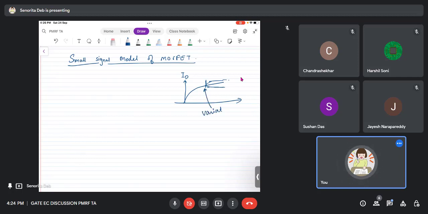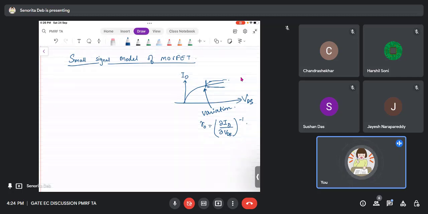So to show this variation, we can model a resistance R naught, which will be given by del ID by del VDS, inverse. To show the variation of ID versus VDS, we present a resistor, which is given by this.